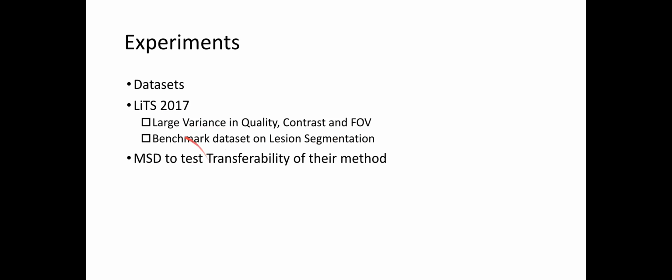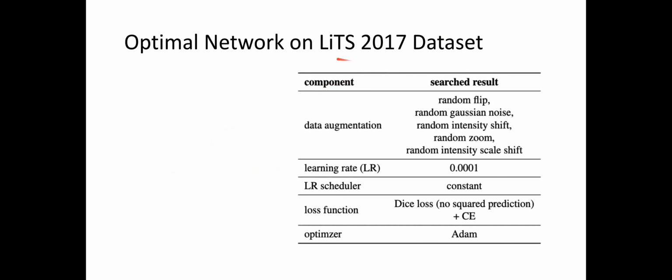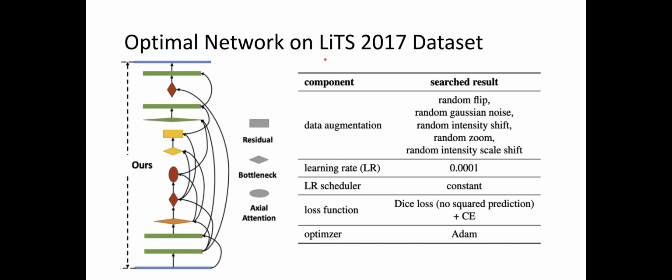Basically, this is a benchmark data set for lesion segmentation. The authors also claim that the architectures proposed as optimal for this data set can also be transferred to other lesion segmentation data sets. They use the Medical Segmentation Decathlon to prove the transferability of their method. So this is the network on the LITS data set after running through the neural binary prediction network and getting the results. Here they are using this choice of augmentations, and this is the learning rate. They are using a constant learning rate scheduler and the following loss functions.